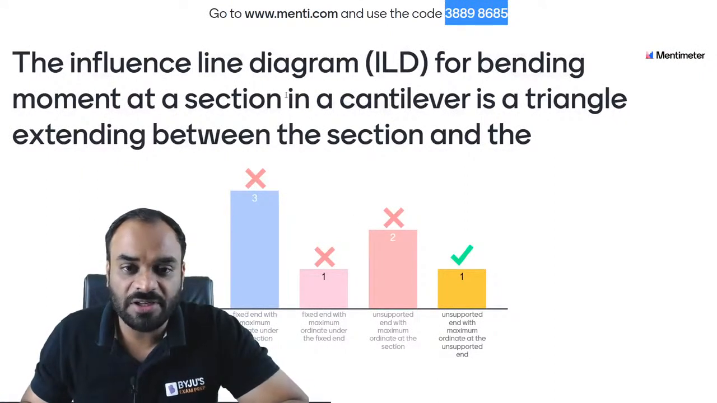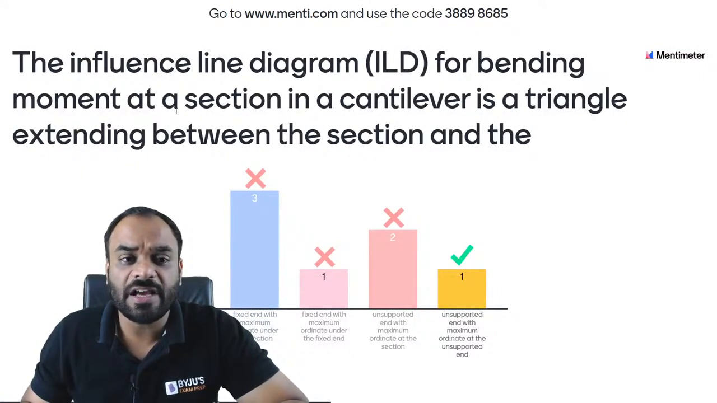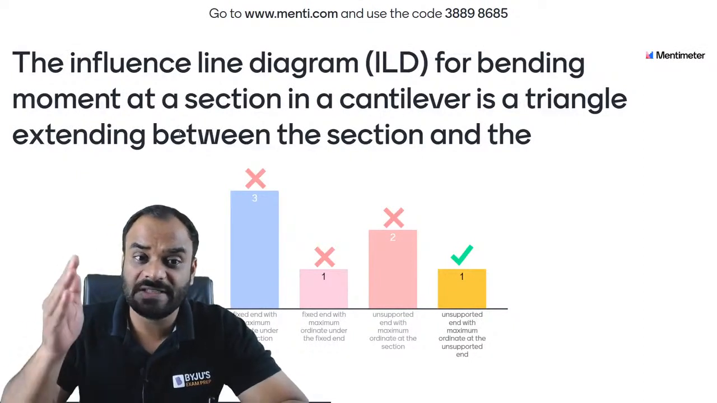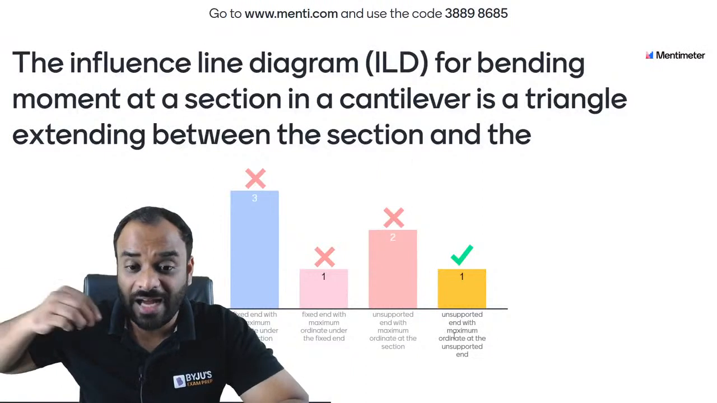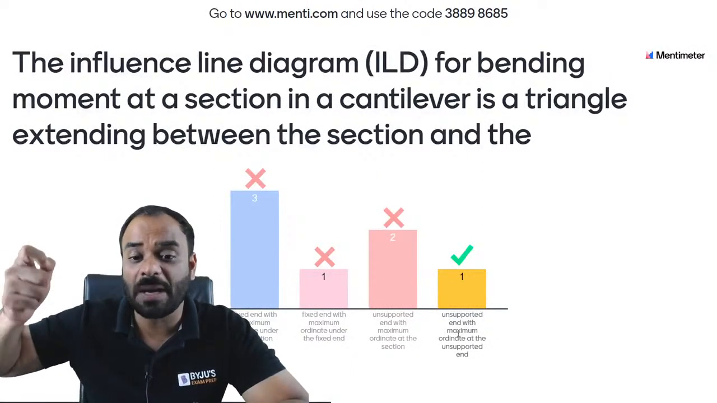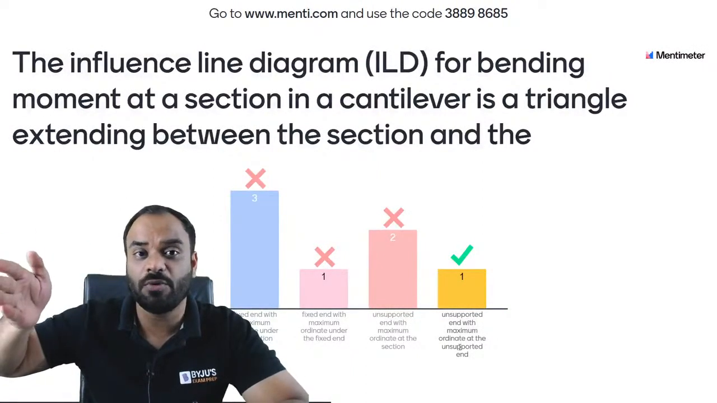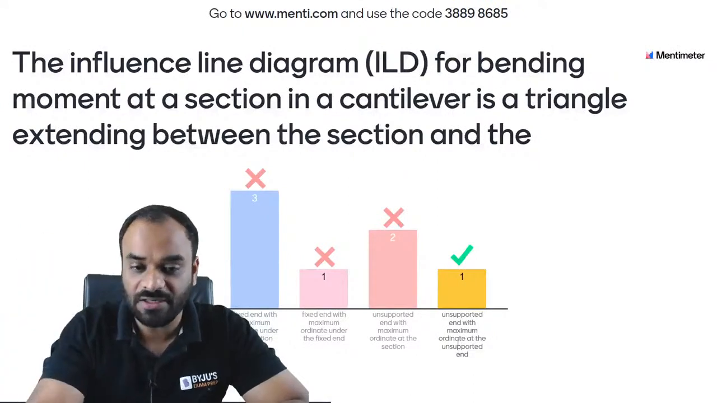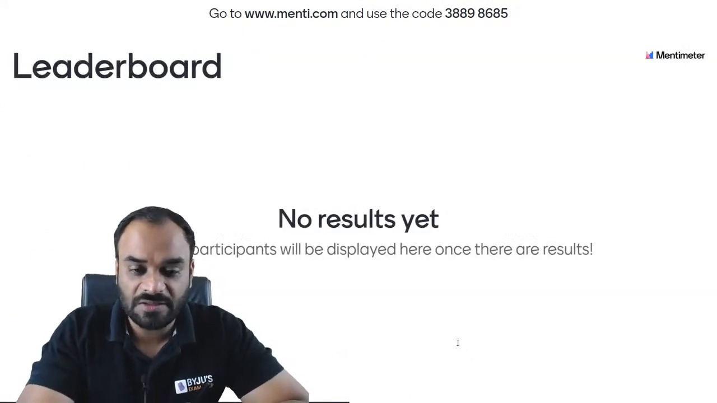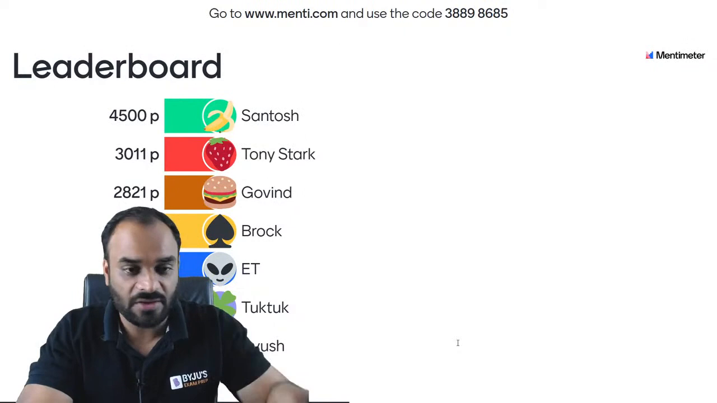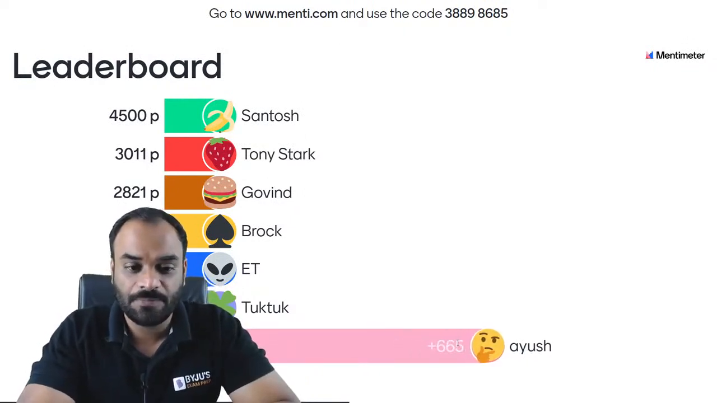Unsupported end, let me read it completely. The influence line diagram for bending moment at a section in a cantilever is a triangle which is extending between the section and the unsupported end, with the maximum ordinate at the unsupported end or at the free end, right? Okay, let's see the result once again, then we'll move to the next question.